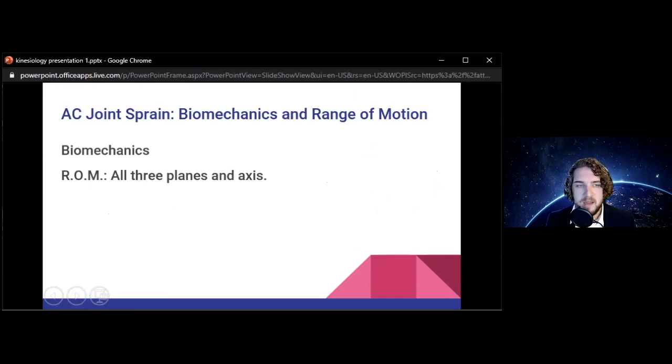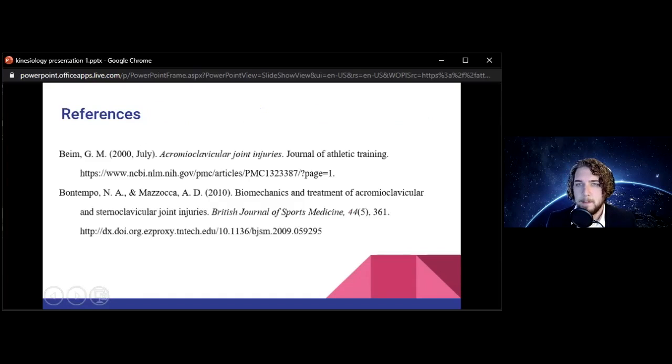So biomechanics. The AC joint allows for any adjustments of the scapula: elevation, inward rotation, and retraction. It has all 3 planes and axes of motion, but to a much lesser degree than the true shoulder joint. And here are my references.